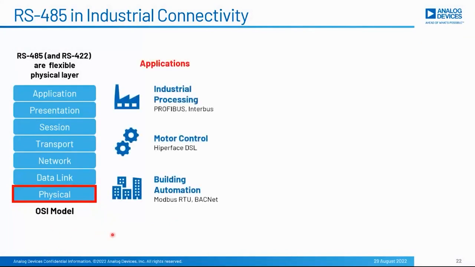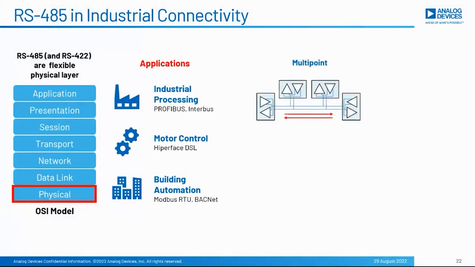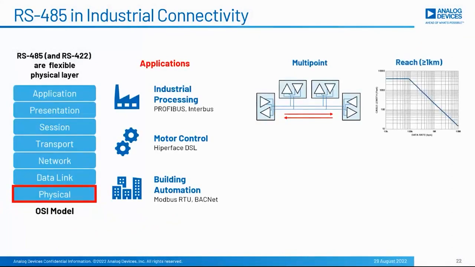Full communication protocols leveraging RS-485, such as Profibus for industrial processing, Modbus and BACnet for building control, and various interfaces for positional control within motors are available. Some advantages include point-to-point, multi-drop, and multi-point in various topologies, with up to 256 nodes on a network, a reach of over 1 kilometer and up to 100 kbps. Advances in transceivers such as equalization and extended VOD improve on these conservative estimates.